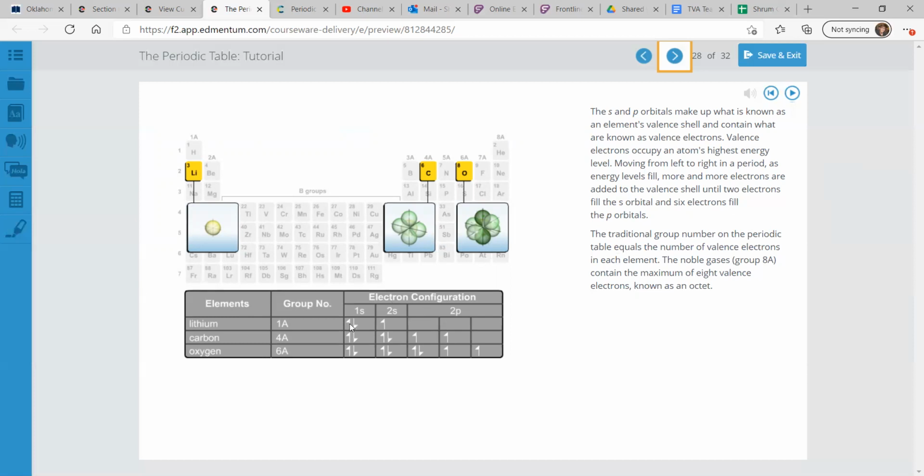So you can see how this is organized. First, it fills up the S, and then if that's already filled up, 1s and 2s, then it moves to the P level, okay?